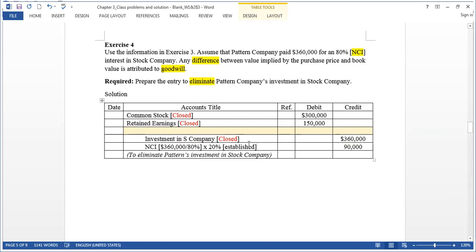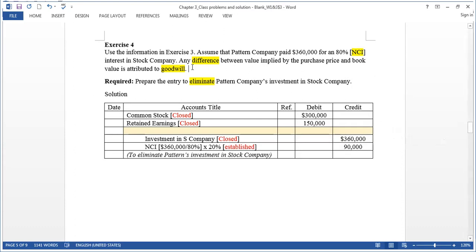We established NCI. And how to calculate NCI? You have to calculate the market value, meaning implied value. After calculating implied value, 80% goes to the parent company, 20% goes to non-controlling interest, so this is $90,000. Now, do we have any difference between debit and credit? According to this question, do we have any difference? No. As we don't have any difference, don't write a difference.